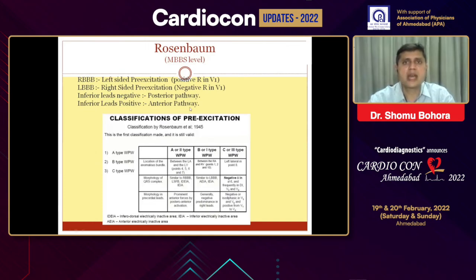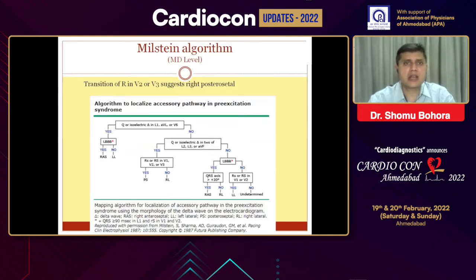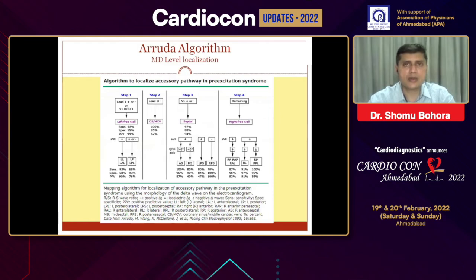Rosenbaum in 1945 had the seminal paper showing the types of pre-excitation. In short, if you have a positive R wave in V1, that is RBBB, it's a left-sided pre-excitation. If you have LBBB in V1, then it is a right-sided pre-excitation. Inferior leads negative means a posterior pathway, and inferior leads positive means an anterior pathway. Then came the Milstein algorithm, then the Arruda algorithm, and many others.